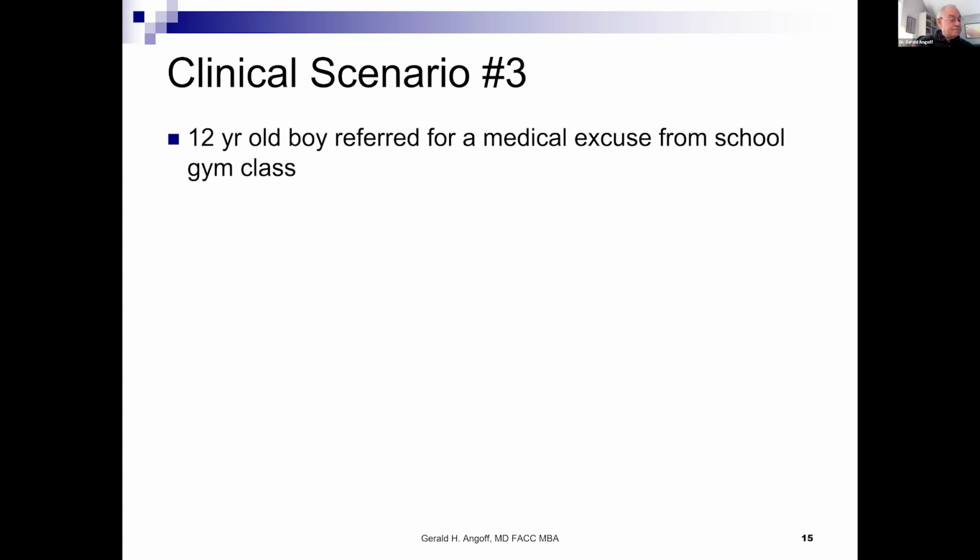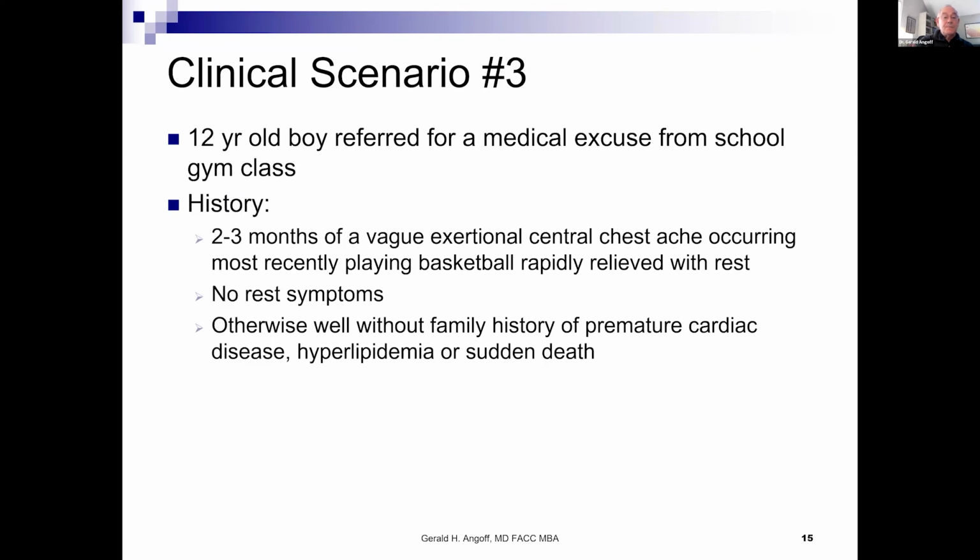Third clinical scenario. A 12-year-old boy referred for a medical excuse from school gym class. His history, 2 to 3 months of vague exertional central chest aching, occurring most recently playing basketball, rapidly relieved with rest. He had no resting symptoms. He was otherwise well, without family history of any premature or familial cardiac disease, hyperlipidemia, or sudden death.